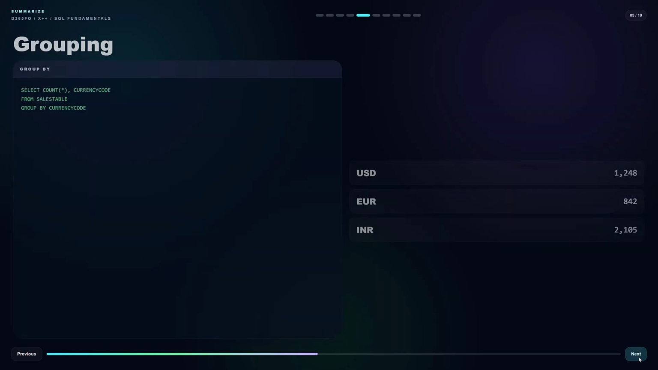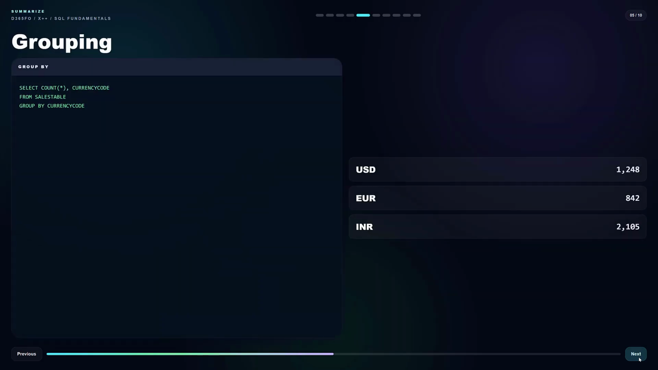Grouping is used when we want summarized or aggregated data. For example, counting records, calculating totals, or grouping sales by currency. In SQL, this is done using group by. Grouping operations are very common in reports, dashboards, and analytics. And depending on table size, grouping can become expensive if indexes are not designed properly.